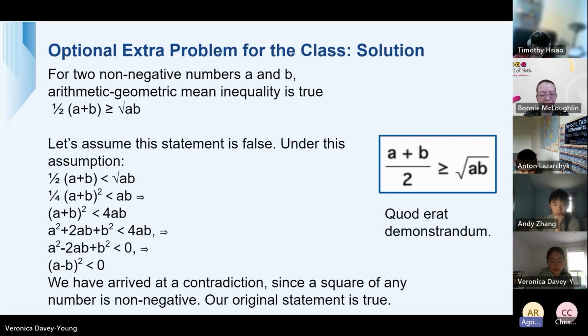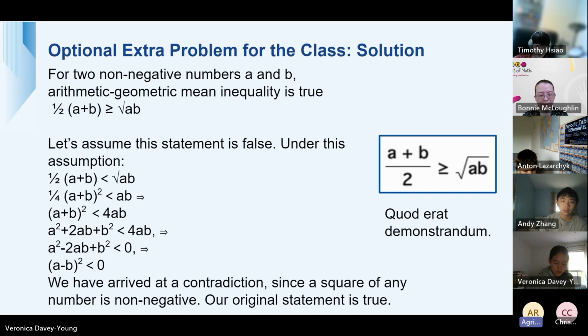So let's assume the statement is false. Under this assumption, half of a plus b is less than the square root of a times b. Now we square both sides and get a quarter of (a plus b) squared is less than a times b. Multiply both sides by 4, and we get (a plus b) squared is less than 4ab. Now we expand the left-hand side and subtract 4ab from both sides to get a squared minus 2ab plus b squared is less than 0.